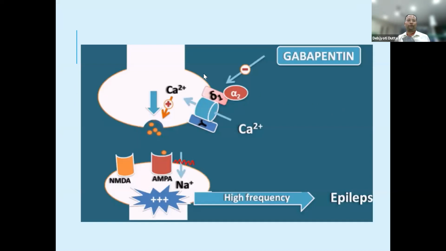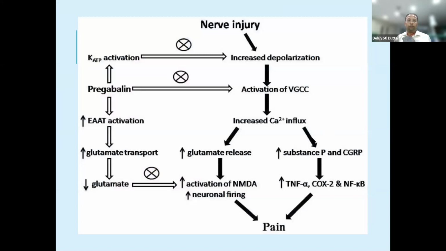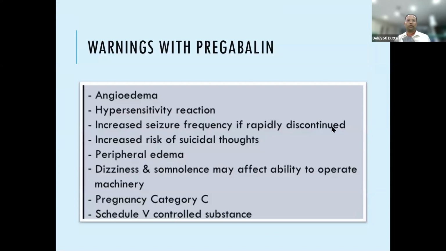Here calcium is shown. When GABA acts like this, through the alpha 2 delta channel only, calcium enters the presynaptic membrane. When this receptor is activated, calcium doesn't come in, and doesn't go there also. So in these two areas, gabapentin acts.